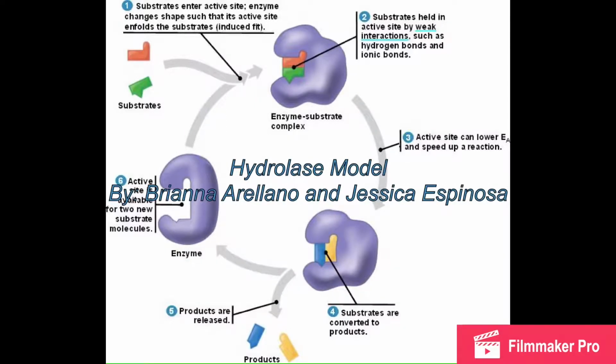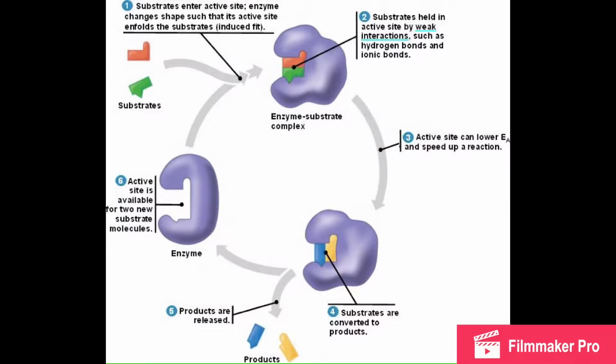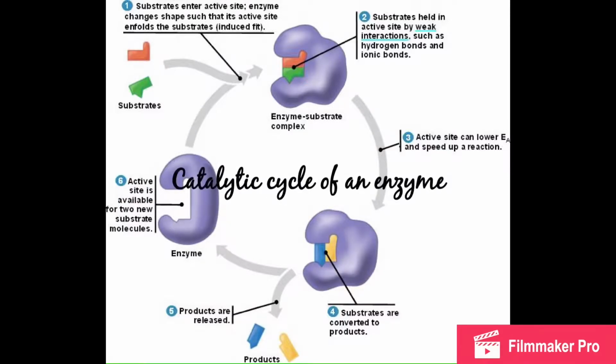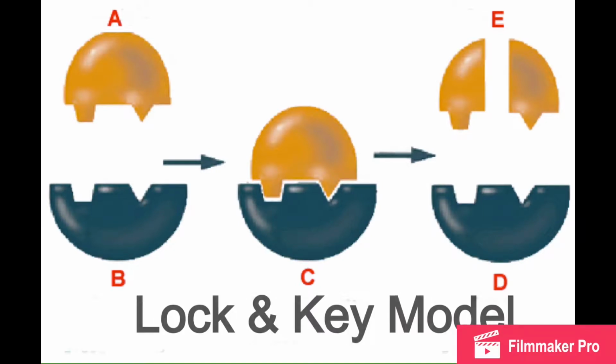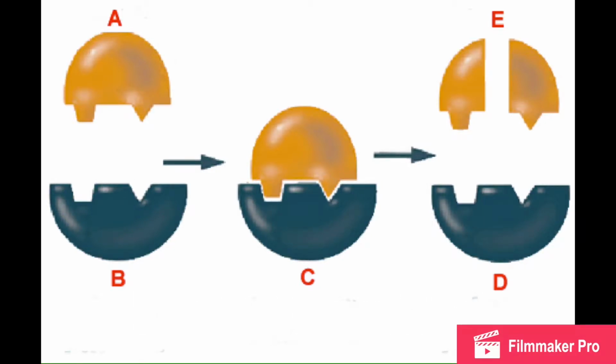Today we will be modeling the catalytic cycle of the enzyme hydrolase. An enzyme is a substance produced by a living organism that acts as a catalyst to bring about and induce a chemical reaction. Basically, this means that the enzyme increases the speed of the chemical reaction.